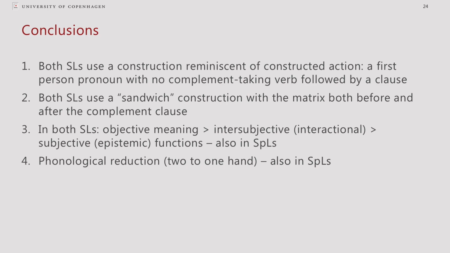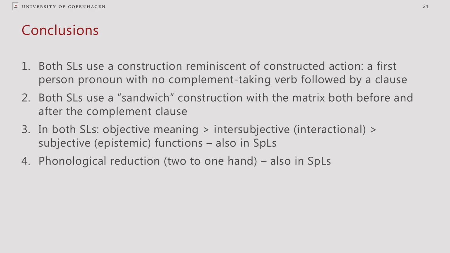Moreover, we find that there may be a phonological reduction from a two-handed to a one-handed sign. That was seen especially in Japanese Sign Language. And I have written, we also see that in spoken languages. Of course, we don't see it with the hands, but we see other types of phonological reduction that go hand in hand with the semantic change.